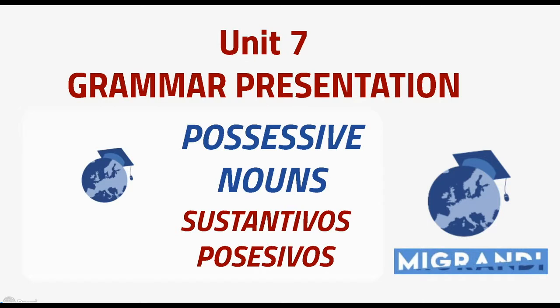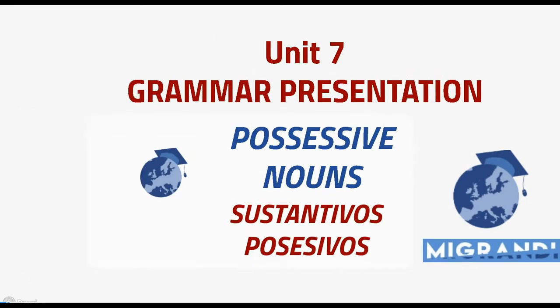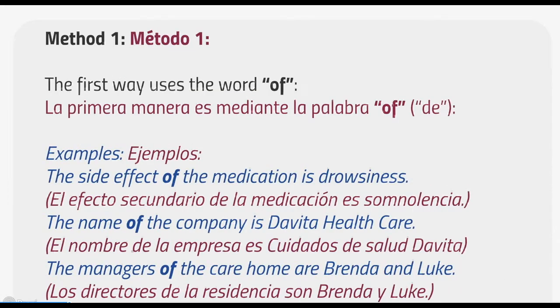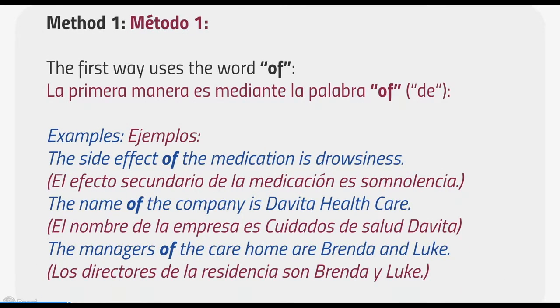Unit 7. Grammar Presentation. Possessive nouns. There are two ways to show possession in English. Method 1. The first way uses the word of. Examples. The side effect of the medication is drowsiness. The name of the company is Davita Healthcare. The managers of the care home are Brenda and Luke.